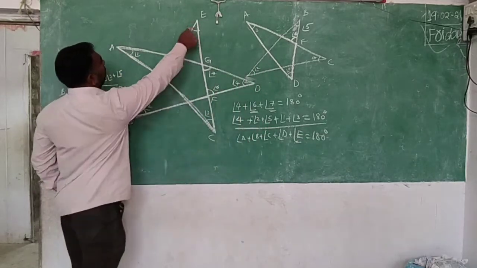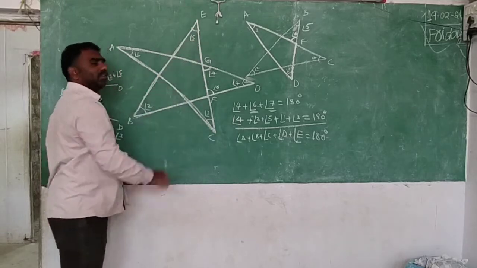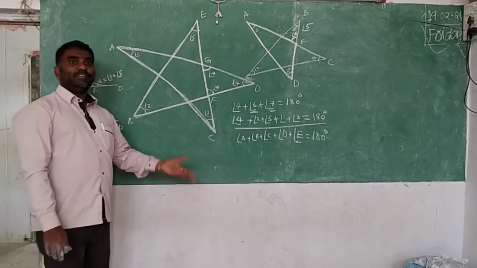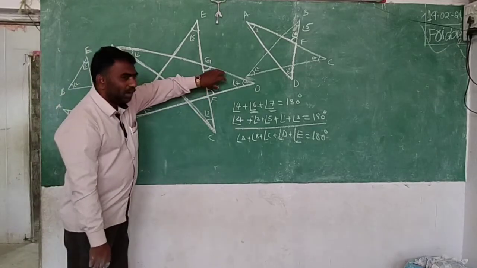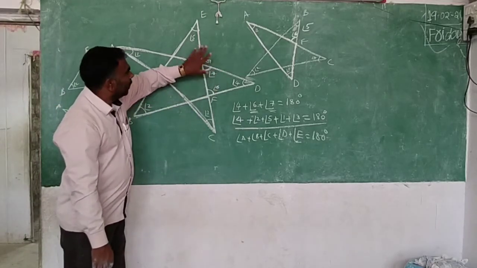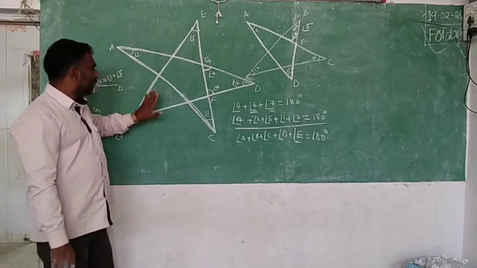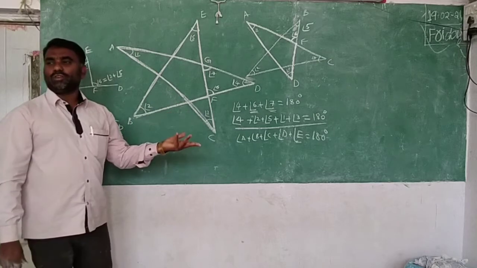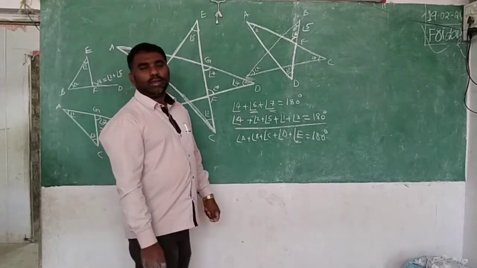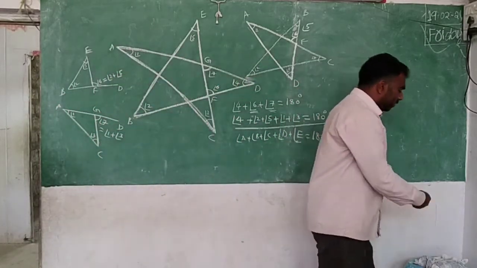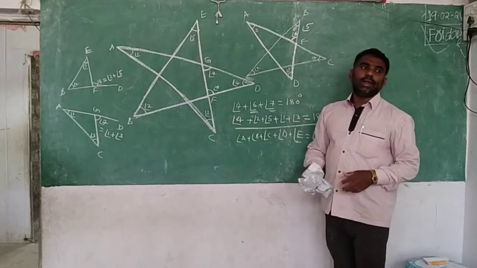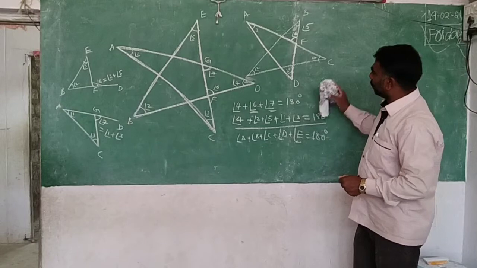In this, you can take this triangle also. You can get the answer with any triangle. So there are 5 ways. We used this triangle, and we can use this triangle also, and this one, and this one. Any triangle you can use, but finally you get the same answer. Okay? The sum of all the angles of a star is equal to 180 degrees.